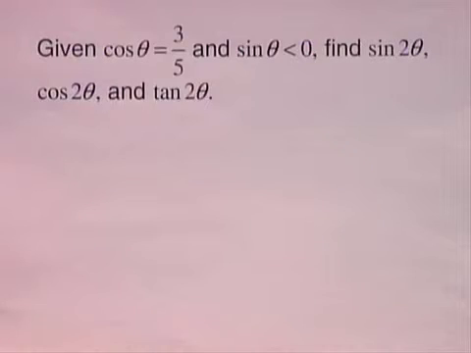Let's work with some double angle identities. Given that cosine theta is 3/5 and sine of theta is less than 0, find the sine of 2 theta, the cosine of 2 theta, and the tangent of 2 theta.